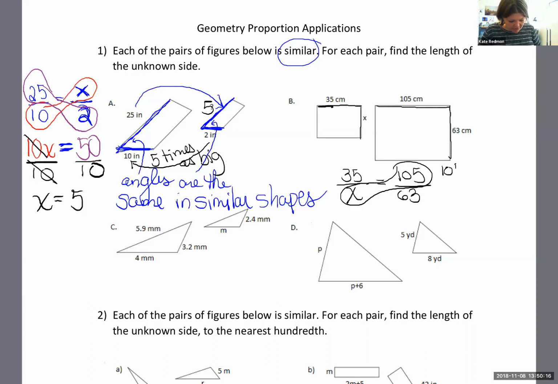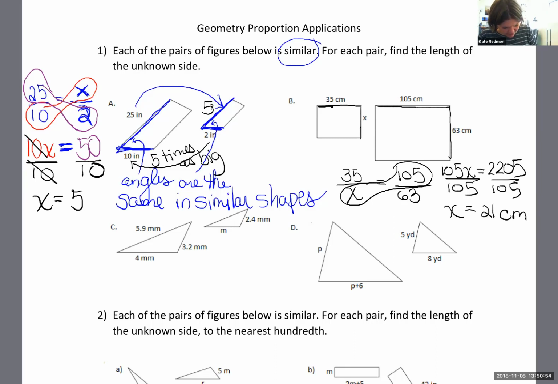105 times x is 105x. 35 times 63 is disgusting. Bust out a TI and hook me up. I got 2,205. Now this is just a one-step equation. Easy, easy. To solve this sucker, all I'd have to do is divide both sides by 105, divide both sides by 105, and I get x is something not as bad as it was before, 21. And of course, it would be 21 centimeters.